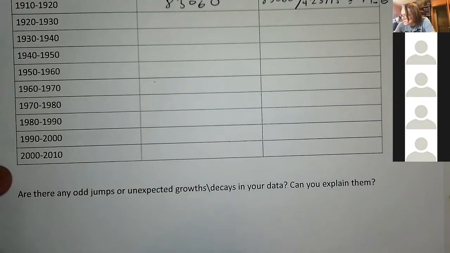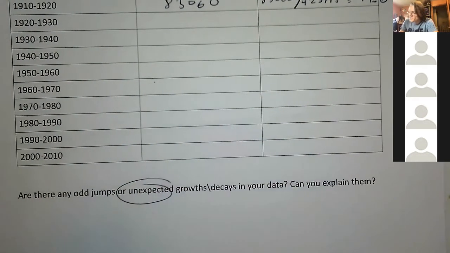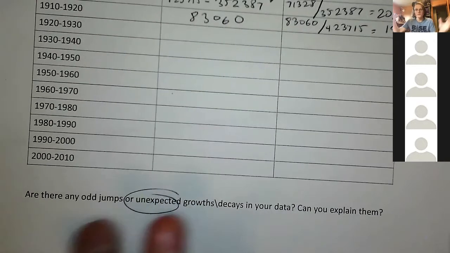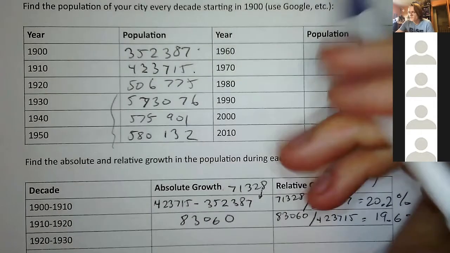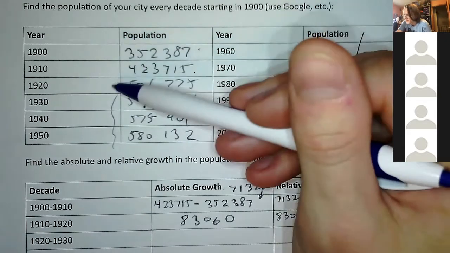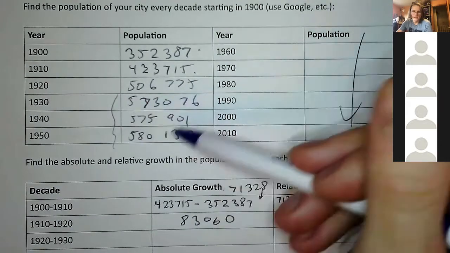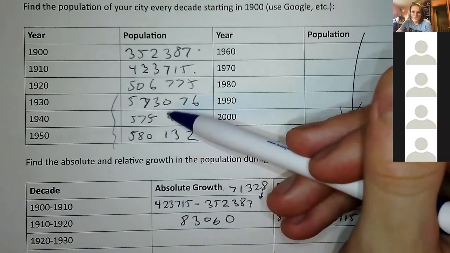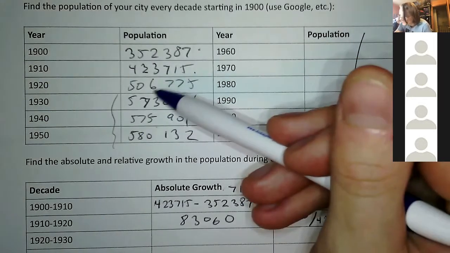Are there any odd jumps or unexpected growths or decays? Can you explain them? These are going to be things that are kind of outside forces influencing the population. If I look at this chart here, we have this huge influx of population between 1900 and 1930. And then in the 30s, 40s, and 50s, it seems to kind of stagnate. It slows down a lot, right? It grows by 2,000 and then 5,000 in these years instead of growing by 70,000.